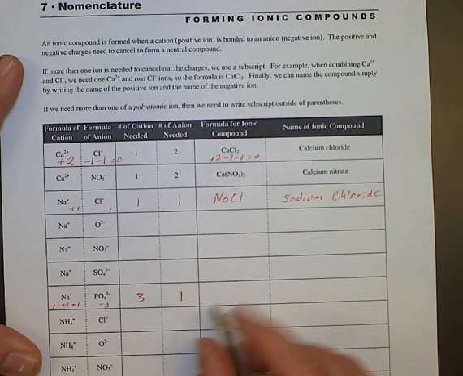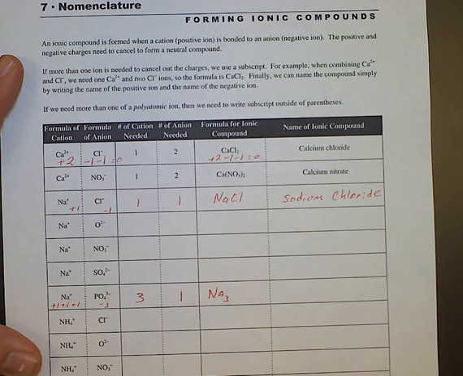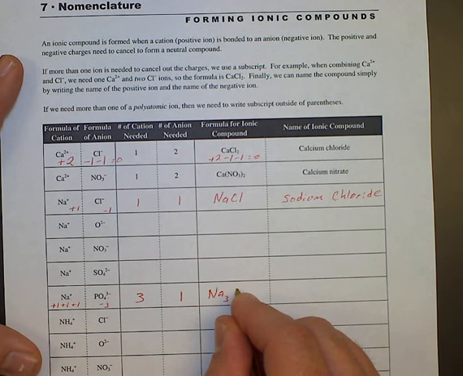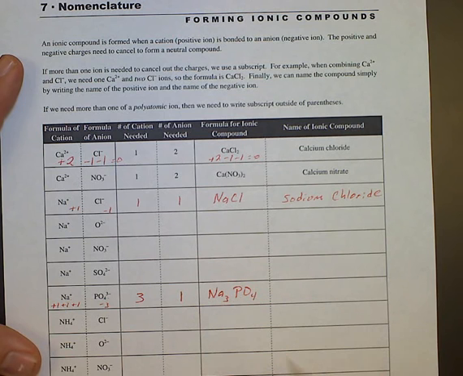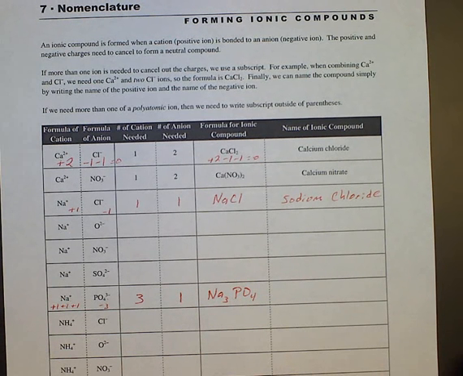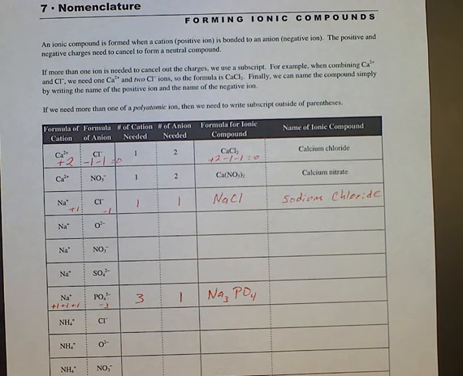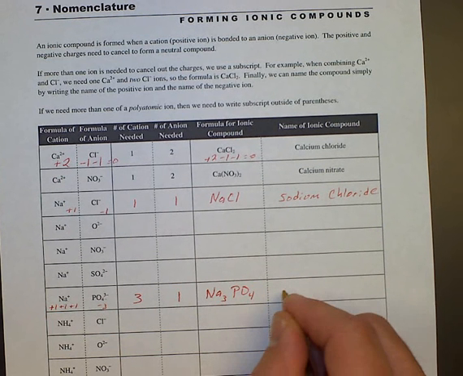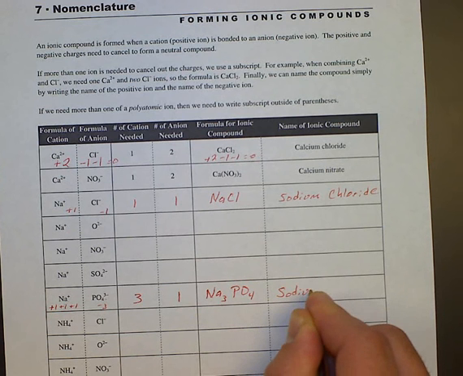So that I have 3 sodiums. So I'm going to write sodium. I'm going to need 3 of those. Then I need 1 phosphate. The phosphate ion is PO4. So let's go write those down. And I do not need parentheses on that because there's only 1 of them. So I can just write the symbol. And then the name, sodium phosphate.